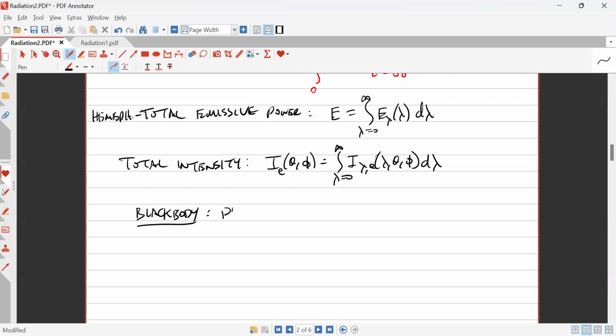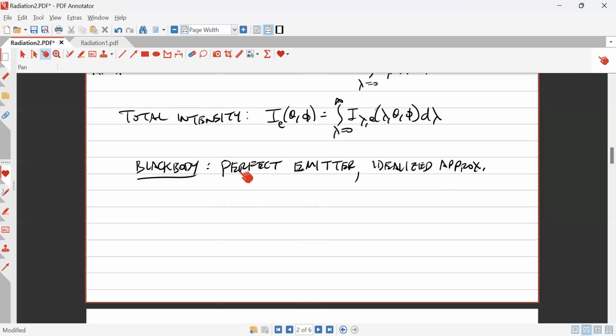So a black body is a perfect emitter. But just like in thermodynamics, for gases, we often like to use the ideal gas law. It's an idealized approximation of gases that makes life a lot easier for doing engineering calculations. Same thing is true for this. This is an idealized approximation to the behavior of a surface. And when we get into the third module, we'll start talking about how we can basically use the black body as a basis and then modify our calculations based off of it.